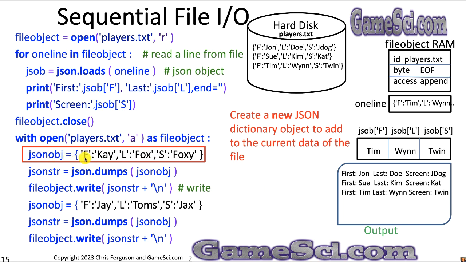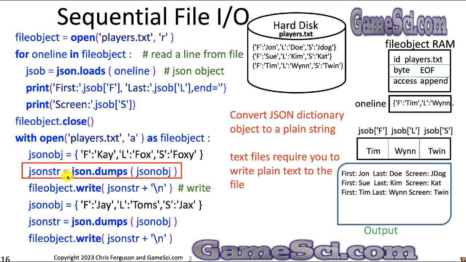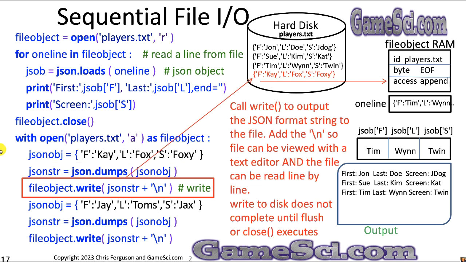JSON object equals FK L Fox S Foxy. We're going to create a new JSON dictionary object to add to the current data of the file. This is a JSON dictionary in RAM memory. JSON string equals JSON.dumps JSON object. Convert the JSON dictionary object to a plain string. Text files require you to write plain text to the file, and what we're doing is creating a JSON format string object in order to write it to the file.